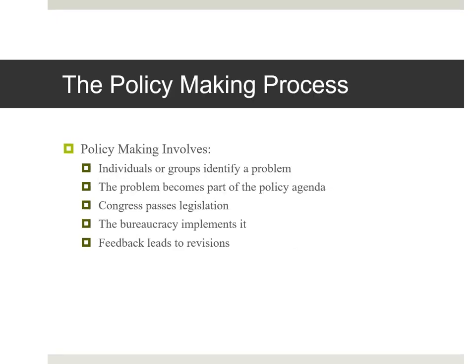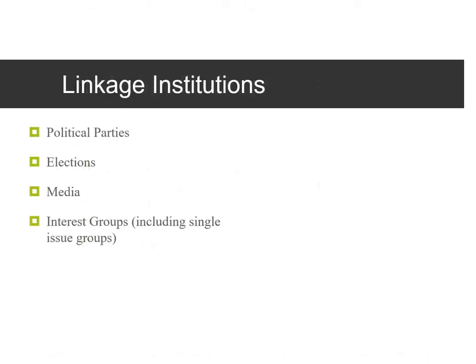So the policymaking process involves individuals or groups identifying a problem, then that problem becomes part of the policy agenda, and then Congress passes legislation, and then the bureaucracy implements it, and then the feedback from the new legislation that has been passed then leads to revisions. And linkage institutions. So these are the political parties, elections, media, interest groups. These can also include single issue groups as well.